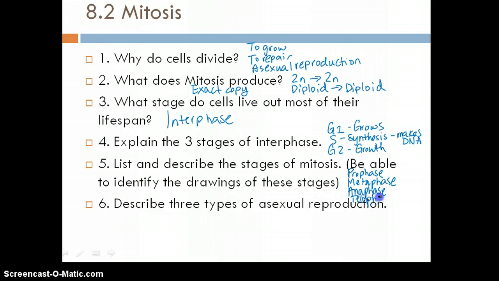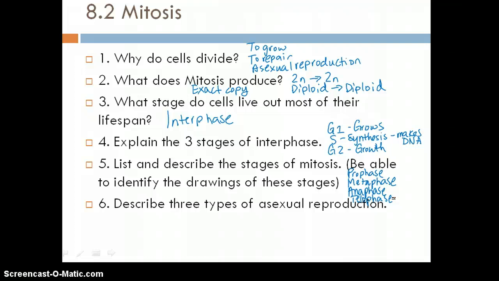Telophase, the nuclear membrane reforms, the spindles disappear, the chromosomes go back to chromatin, and they start to have a cleavage furrow, or a cell plate starts to develop if it's a plant.